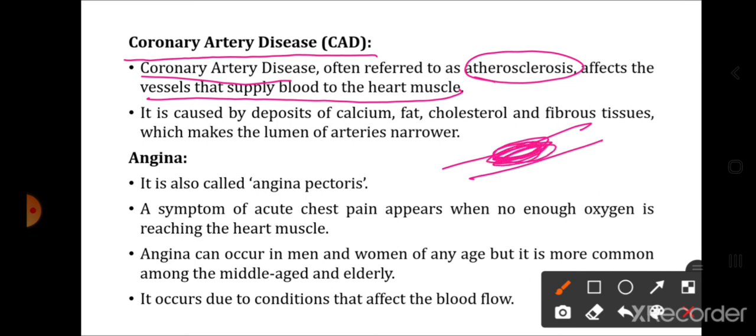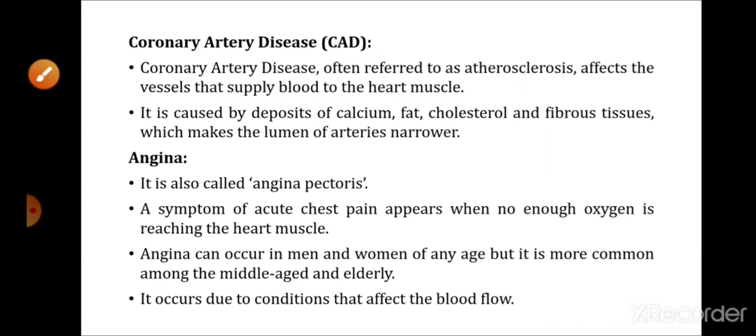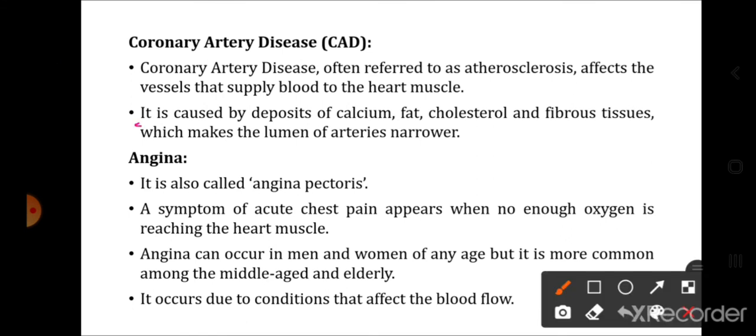This results in the deposition of fat, mainly cholesterol, as well as deposition of calcium too. So because of the deposition of calcium and fat, what does the fat do? It forms a plaque-like structure. What does this plaque do? It obstructs blood flow, meaning blood cannot flow ahead. And second, because of calcium deposition, the arteries become brittle and break. So it is caused by deposits of calcium, fat, cholesterol and fibrous tissues which make the lumen of the arteries narrower.